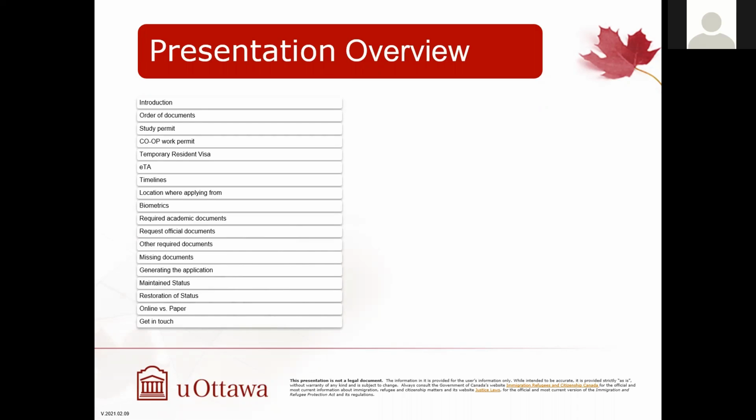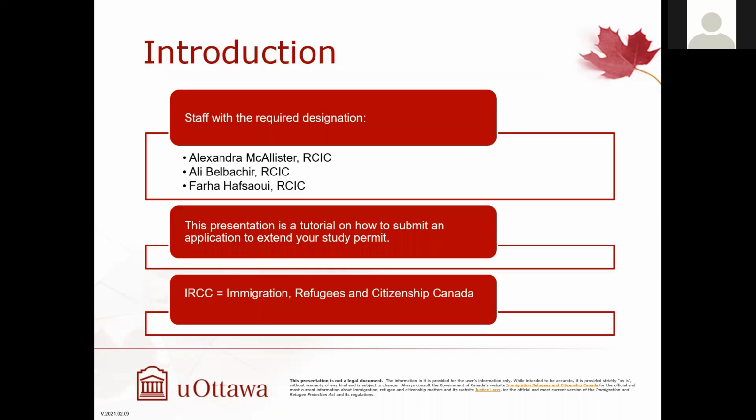And then we'll come back to the PowerPoint and talk a little bit about what happens to your status after you apply for the study permit extension. What happens if you are unable to apply for a study permit extension before it expires, which I hope never happens to you, but we'll talk about it. And then finally, online versus paper applications, and then getting in touch with us. It's not on here, but we will also be happy to answer any questions you have as well. So, a lot of content, so let's just go ahead and dive in.